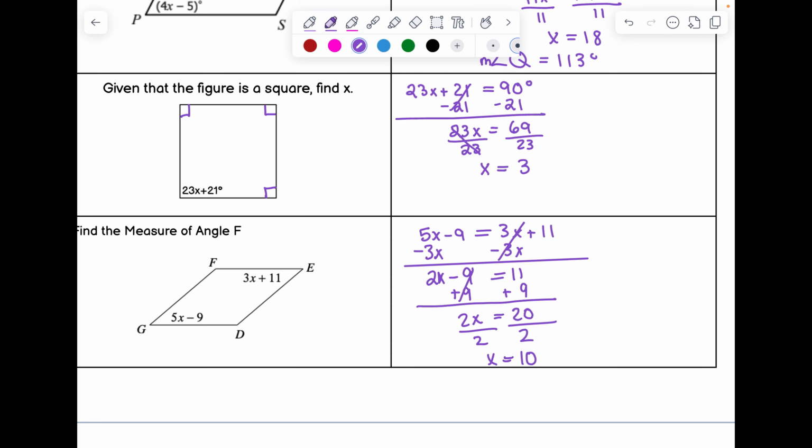And so now we're going to find the measure of angle F. Well, first we have to plug in 10 right here. 3 times 10 plus 11 is 30 plus 11, which is 41. But that doesn't tell us angle F. If this is 41, then this is 41. But to find angle F, we have to do 180 minus 41. And that's going to be 139. Angle F is 139. The measure of angle F is 139 degrees.